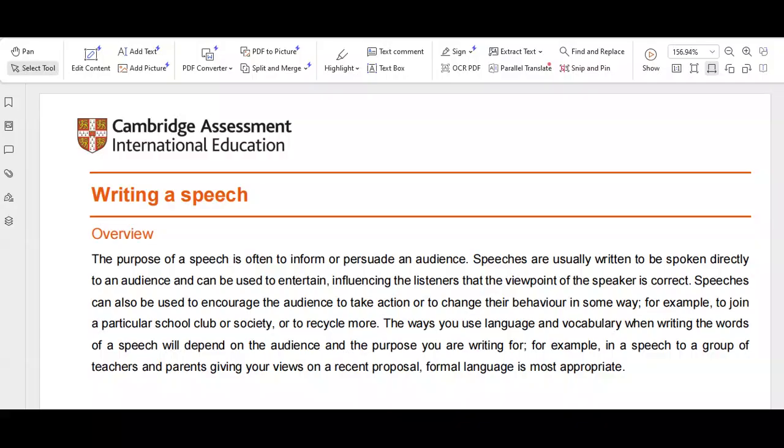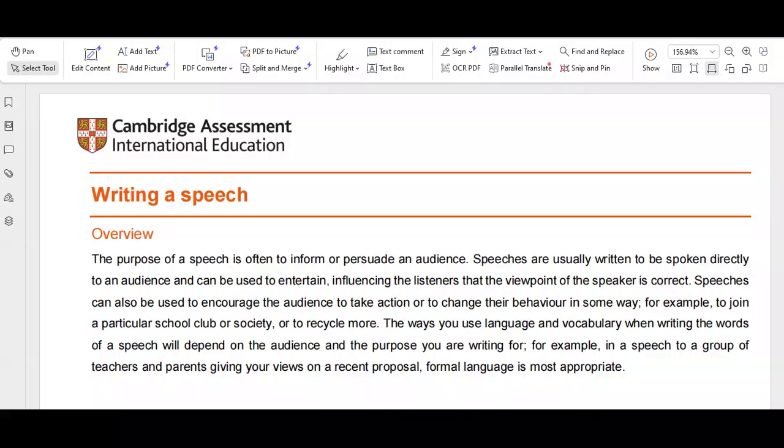Speeches are usually written to be spoken directly to an audience. But as far as our exam requirements are concerned, we are going to record it in the form of writing. So that means this spoken element is going to be assessed via writing skills. So you need to make sure that you are going to influence your audience or the listener with your viewpoint. Speeches can also be used to encourage the audience toward specific actions to be taken in one specific situation, or any sort of recommendation that can be used to tackle one specific challenge.